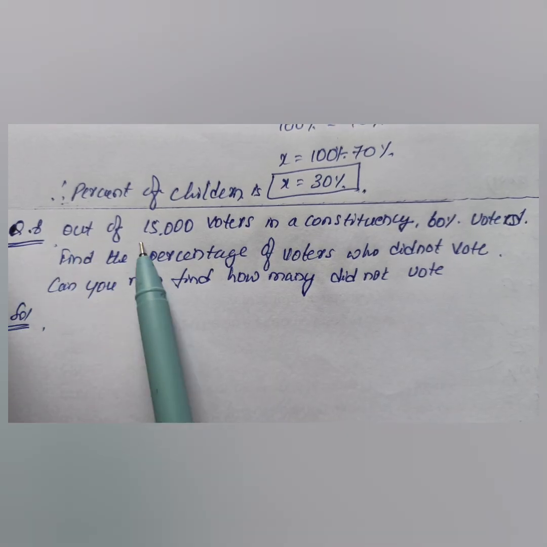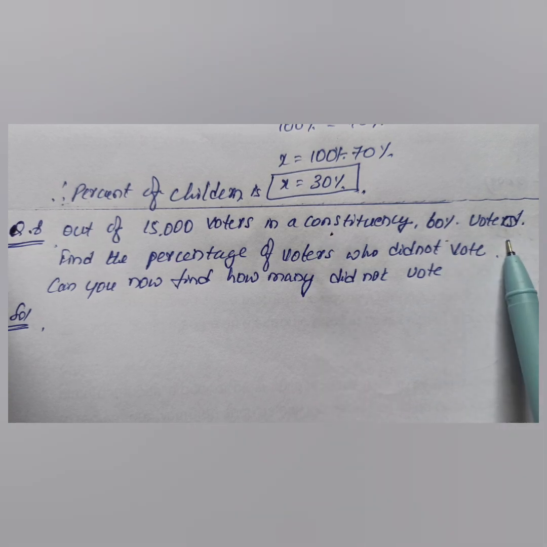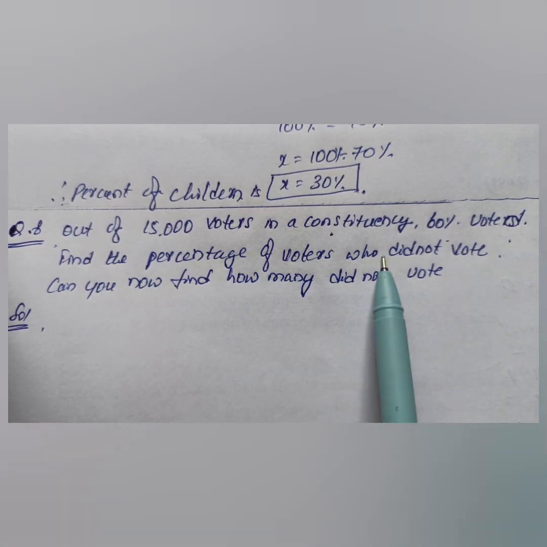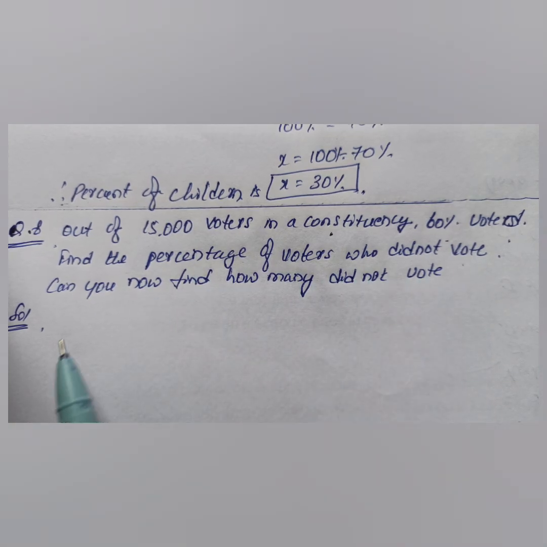Question number 8. Out of 15,000 voters in a constituency, 60% voted. Find the percentage of voters who did not vote. The first question is, we need to find the percentage who did not vote. Can you also find how many did not vote? The second question is, how many people did not vote? Now let's see the solution.